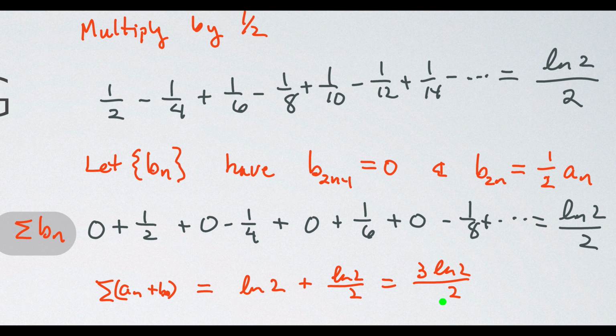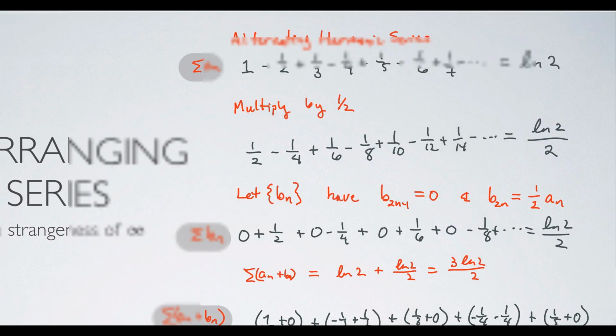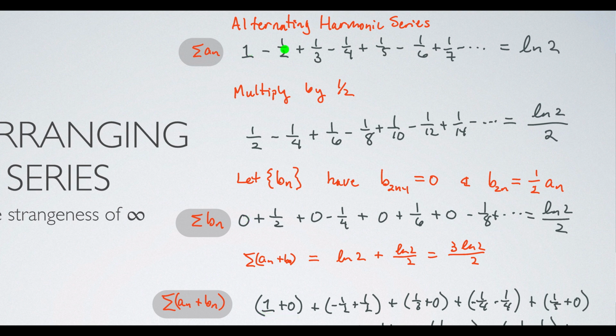1 plus a half is 3/2. On the other hand, if we go term by term on the left-hand sides, for the an series and the series defined by Bn's, we'd have 1 plus 0. Negative a half plus a half goes to 0. A third plus 0 is 1/3. Negative a fourth plus negative 1/4 is negative 1/2.